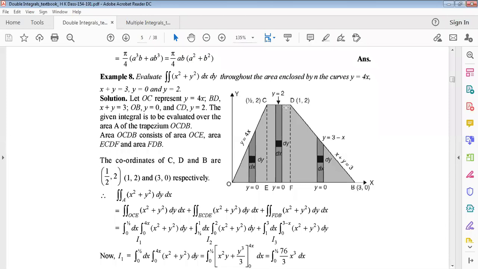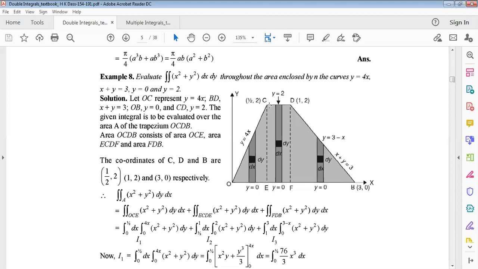Here y equals 2, remember it. For point D, this is the intersection point of x plus y equals 3 and y equals 2. Putting y equals 2 here, x equals 1. This is why point D is 1 comma 2. Now the D point and C point are found.